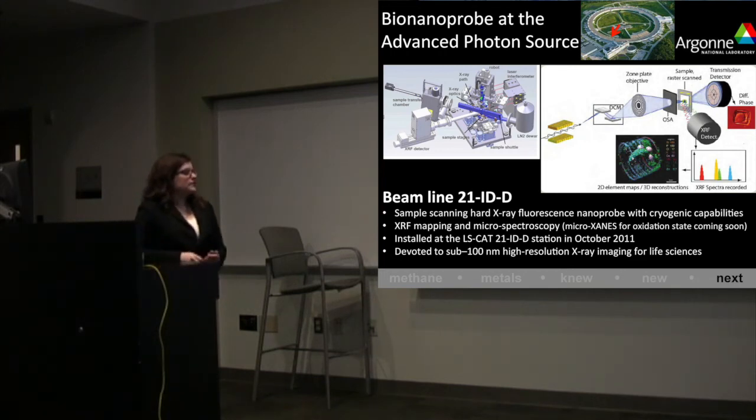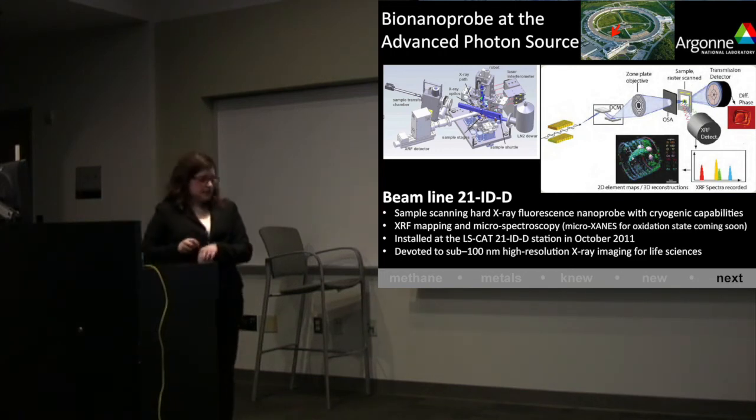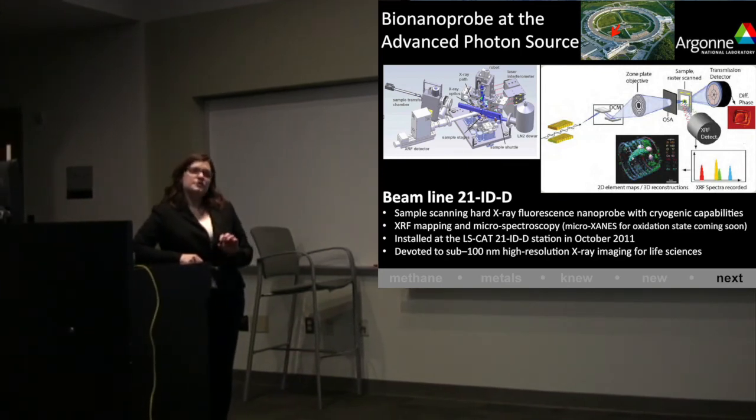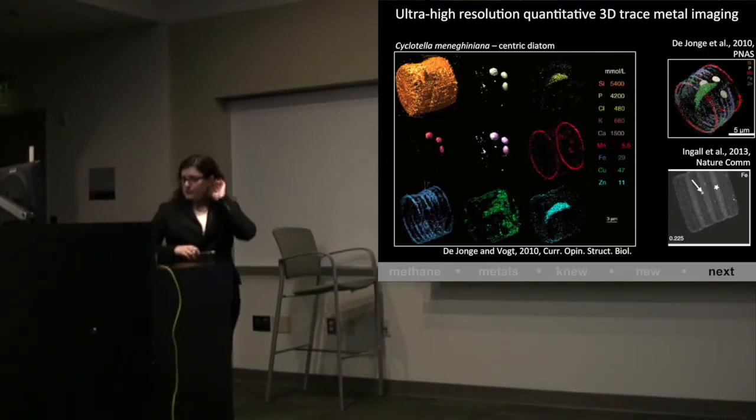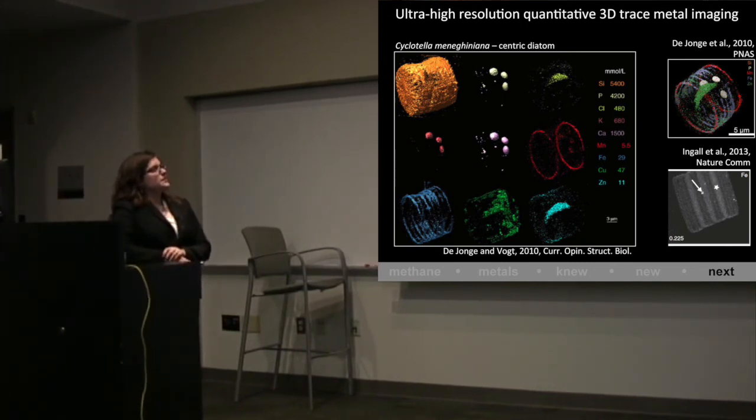And we're using this to do XRF mapping and microspectroscopy in our AOM consortia. I just wanted to highlight a few of the recent really exciting results, and then just one slide of what our preliminary results look like. This is quantitative 3D trace metal imaging of a centric diatom that was published in 2010. What I find really exciting is that you actually see manganese and iron in the silica frustule of this centric diatom.